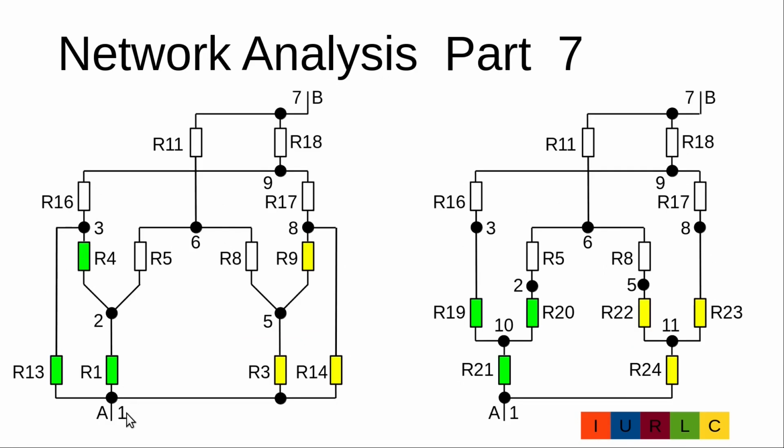Now we will look on node 1, 2 and 3 and transfer the delta resistors R1, R4 and R13 to the new Y resistors R19, R20 and R21. And at node 1, 5 and 8 we will transfer the delta resistors R3, R9 and R14 to the Y resistors R22, R23 and R24.